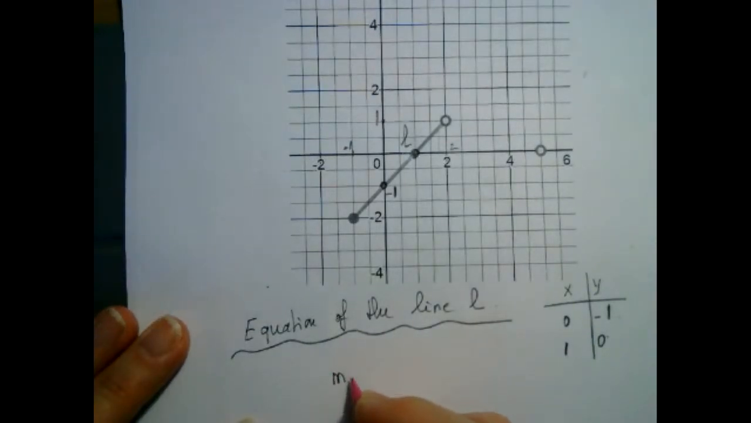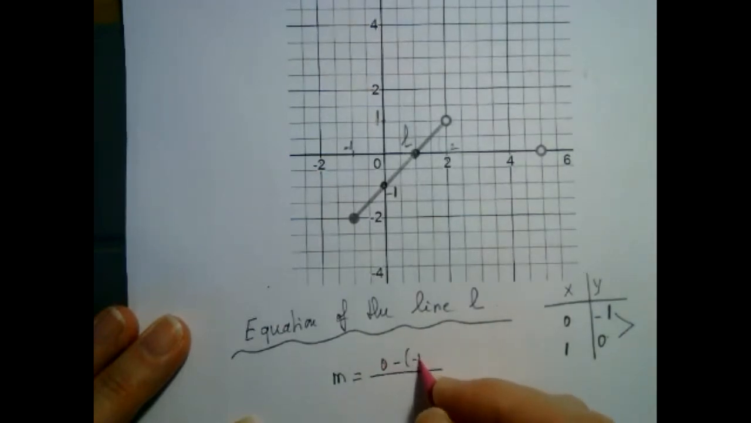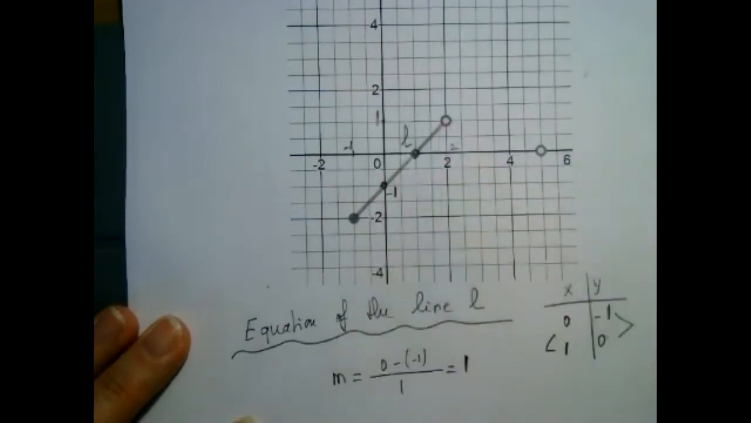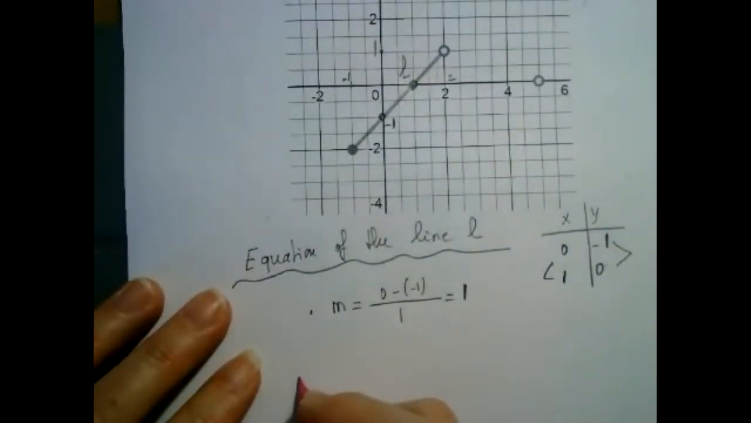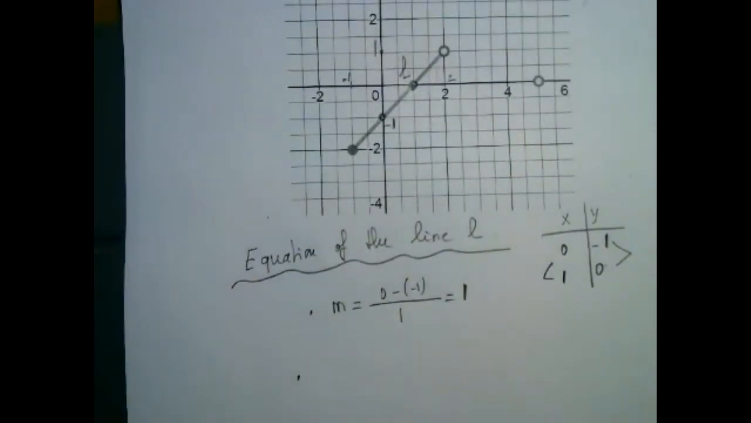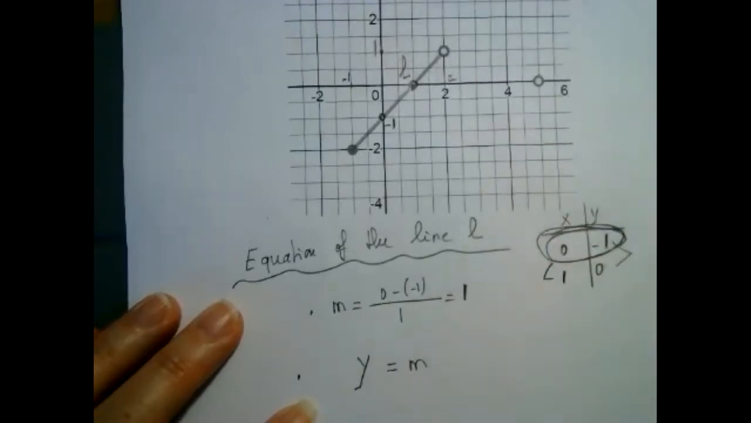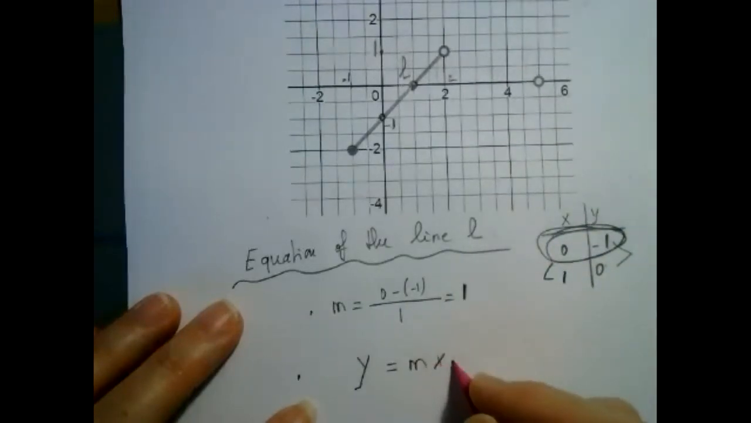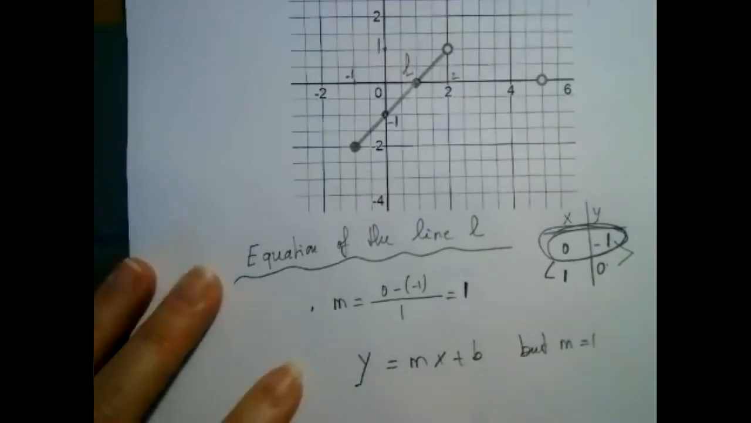The slope is the change: 0 minus -1 over 1 minus 0. The slope is 1. And actually, if we look a little at the graph, we realize that the slope is 1. For the equation, you can use the point-slope form or the slope-intercept form. Let me use slope-intercept because I actually have the intercept, so it's going to be very easy. y is mx plus b, but m, the slope, is 1. It means y is x plus b.